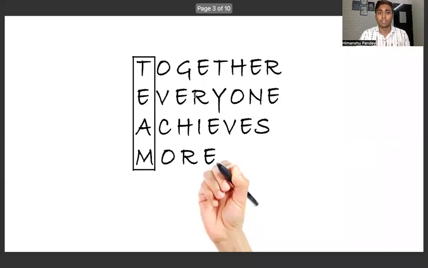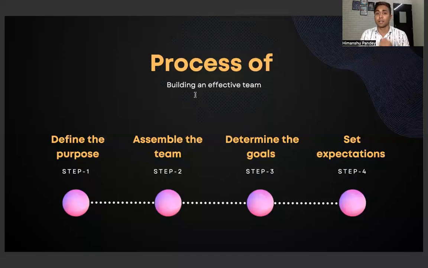So let's try to understand in detail what a team is. This is a beautiful image where it says, together everyone will achieve more. So if you make an effective team, you can achieve more if you work accordingly. So let's try to understand the process of making an effective team.